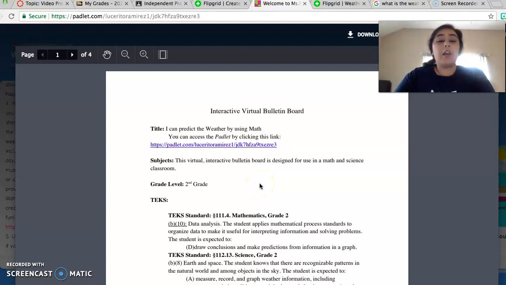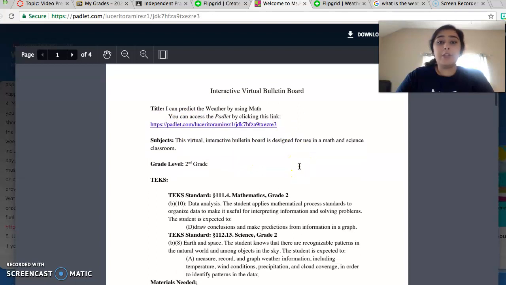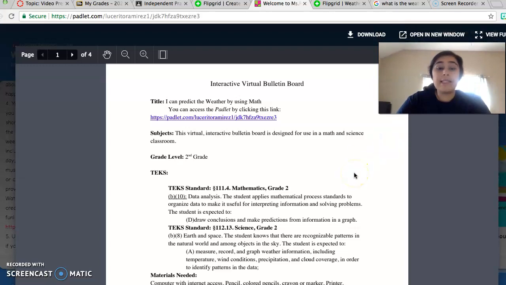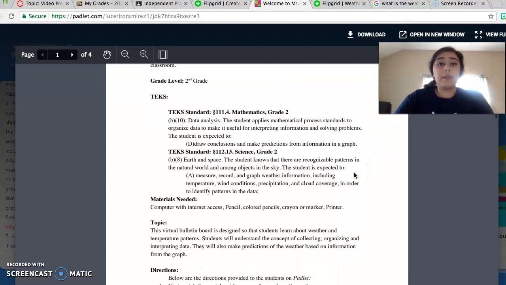So I have the title of my bulletin board and then the direct link for the Padlet. The subjects for my bulletin board are designed to use in a math and science classroom. The grade level is second grade, and I provided the TEKS. For my math is data analysis. The student applies mathematical process standards to organize data to make it useful in interpreting information and solving problems. The student is expected to draw conclusions and make predictions from information in a graph.